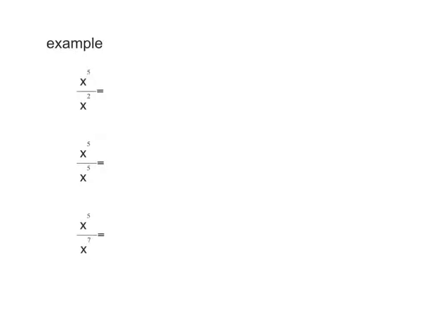So let's just start with some examples just to kind of motivate the new part we're going to talk about today. First one, x to the fifth over x squared. These are divided, so it's a quotient of two powers. That means you need to subtract the exponents. So this answer is going to be x to the third. Okay, moving on to the next one.